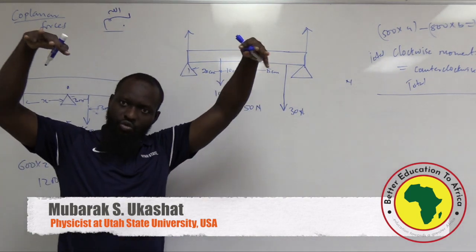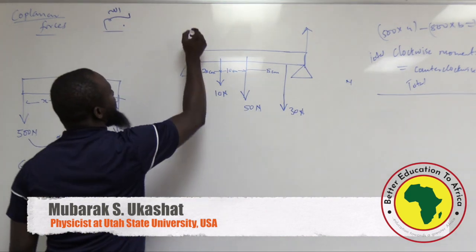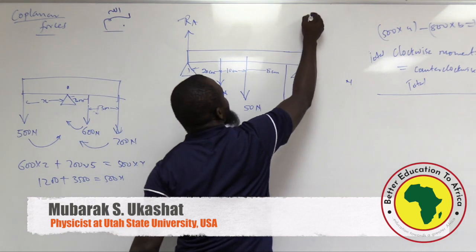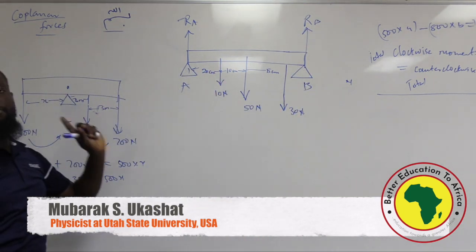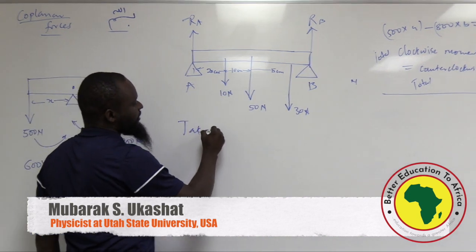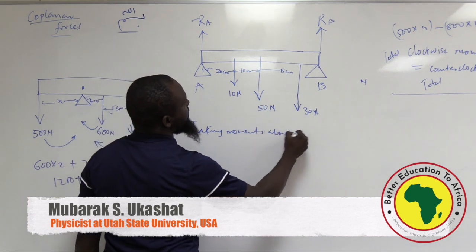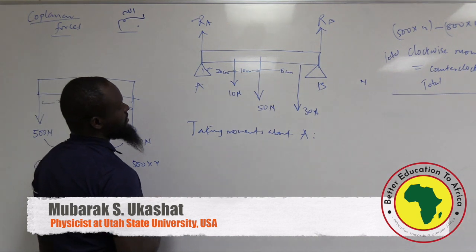Because of the weight of these guys acting at this pivot, there will be a reaction, and the reaction will be upward. So I call this reaction RA from the point A, and this reaction RB from the point B. So what are these reactions? Now we're going to take moment about one pivot. So if we take moment about A, what is the distance?